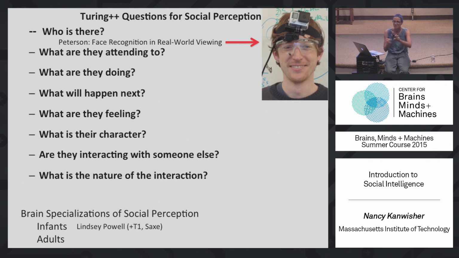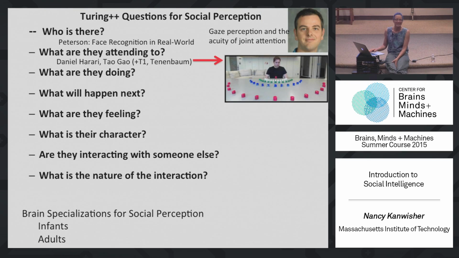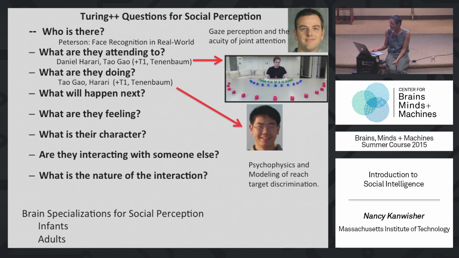I mean, there's still some debate about this and people niggle and stuff, but basically they don't have it in anything like the way we have it. So we want to know what is the acuity of joint attention. Okay, so I was supposed to do that briefly. I can't seem to be brief. Okay, so that's a whole project that's going on with Danny Harari and Tao Gao.